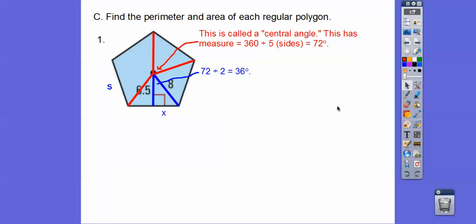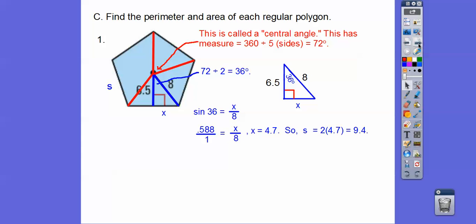Then we can use opposite over adjacent or opposite over hypotenuse. I forgot what I did, but we need to get x. I used opposite over hypotenuse, so the sine of 36 is equal to x over 8. We could have done the tangent of 36 equals x over 6.5. It doesn't matter. Let's get the sine of 36. Now we have a proportion, we can cross multiply, and we get x to be about 4.7. So s is twice that.